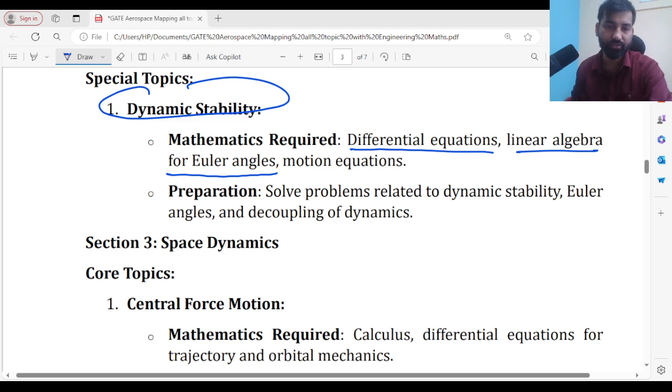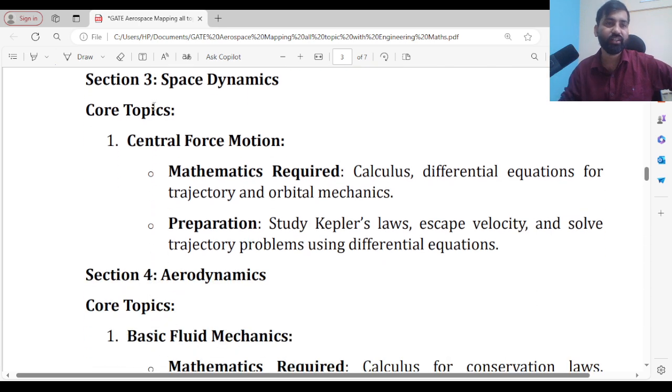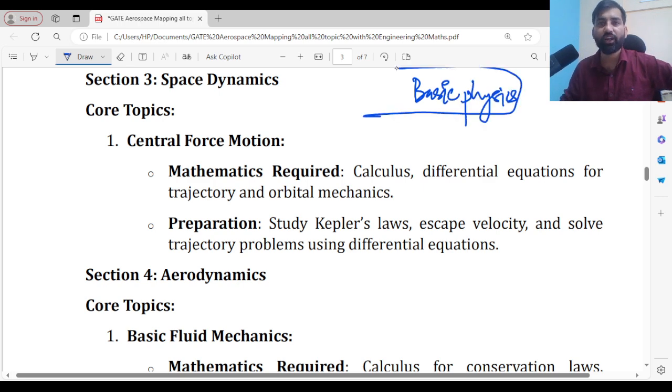Okay, next. Preparation: solve problems related to dynamics and Euler angles, decoupling of dynamics, right? And let's move to section 3, that is nothing but space dynamics. In order to prepare core topics like central force motion, mathematics is required. Remember, along with the mathematics, you need some basic physics as well, guys. But if you're good at maths, it plays an important role, right? Basic physics is okay, right?